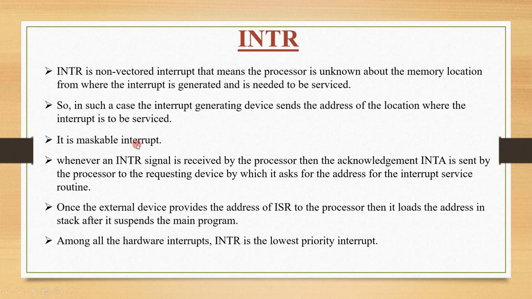It is a maskable interrupt. So the hardware interrupt can be maskable or non-maskable. Only trap is the interrupt which is non-maskable, which cannot be ignored. Non-maskable means it cannot be disabled, it cannot be ignored. But maskable means the interrupts can be disabled, can be ignored. So except trap, all the hardware interrupts are maskable. Only trap is non-maskable.